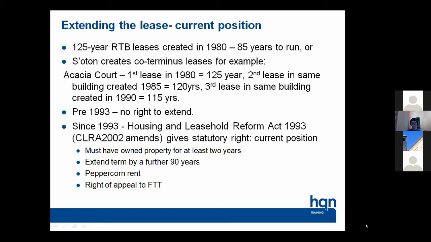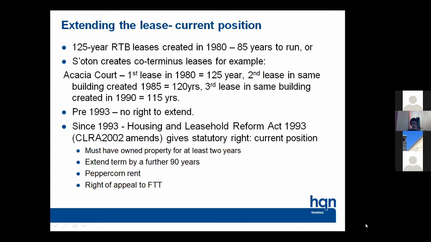Southampton creates what we call coterminous leases. For example, let me show you what that looks like. So we've got a block, let's call it Acacia Court. The first lease in 1980 was created at 125, provided a 125-year lease term. The second time a lease was created through the buy, it was created, let's say in 1985, so 5 years later, that Southampton created or gave a lease term of 120 years. Third lease that may have been created 5 years later in 1990, they created a lease term of 115 years.